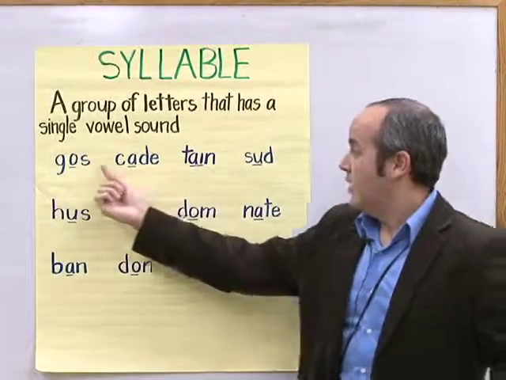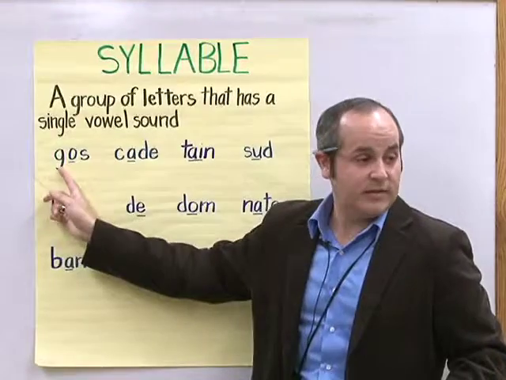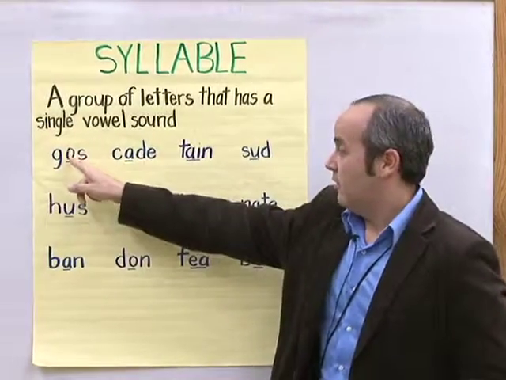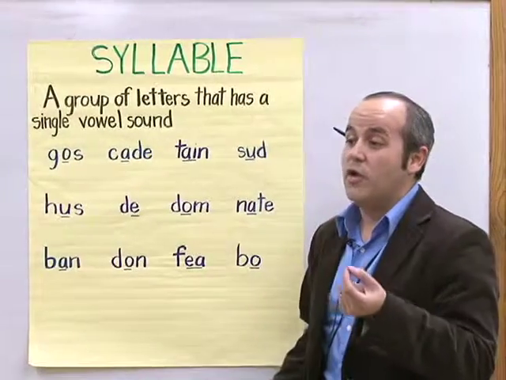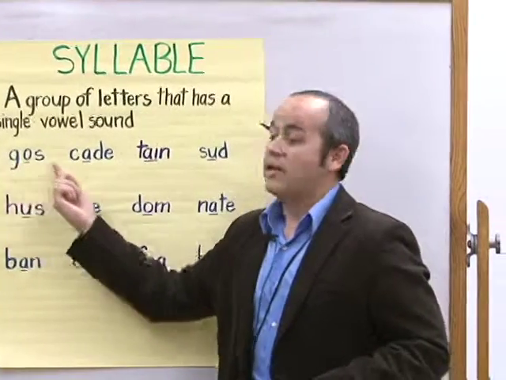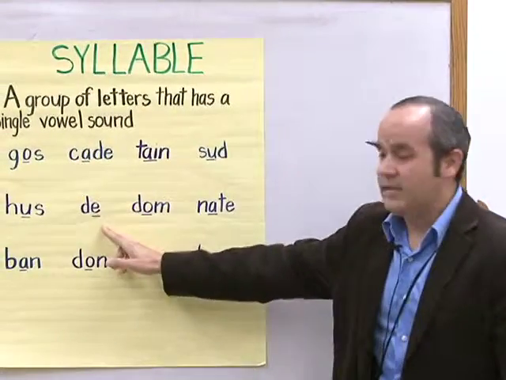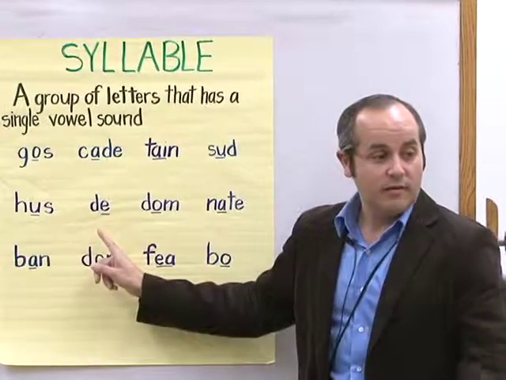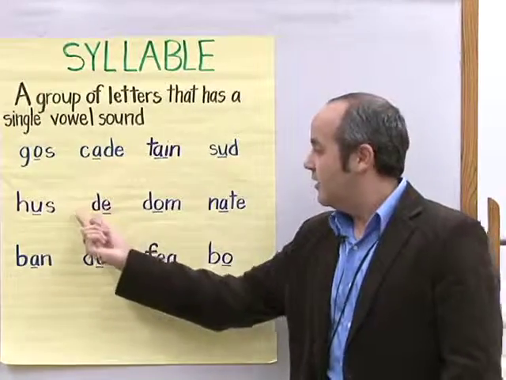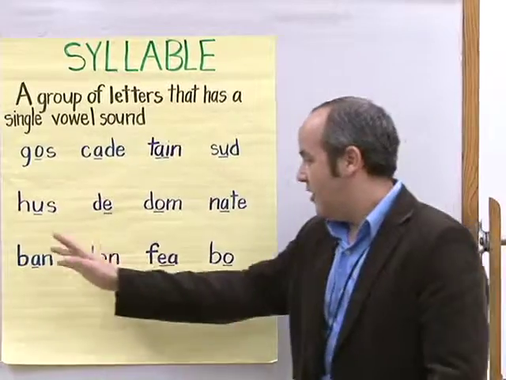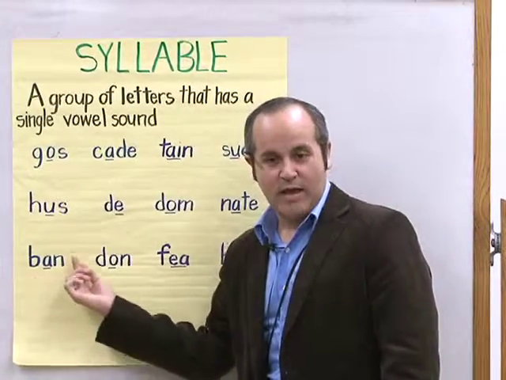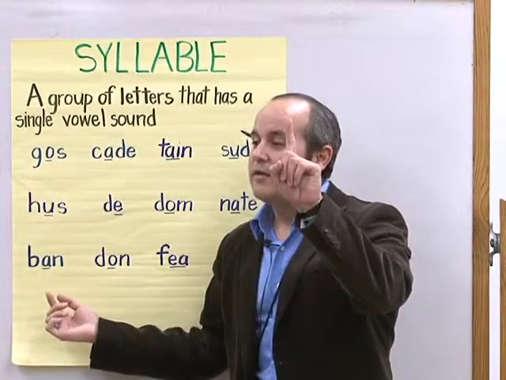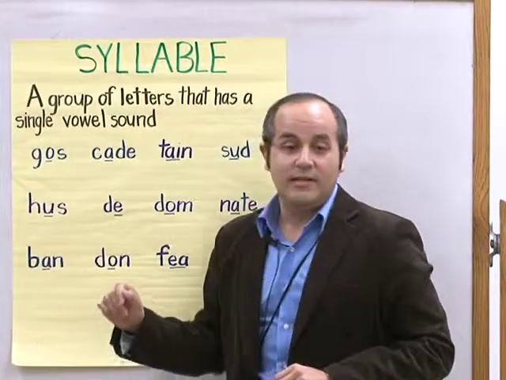For example, I have a group of letters here. This is a syllable. The vowel sound that I hear is the short O. Gos. This is a syllable, a group of letters, and we only have one vowel sound. Fed. This is a syllable, a group of letters, and we only hear one vowel sound. In this case, it's the short A.